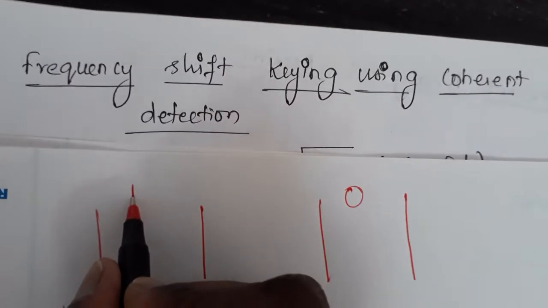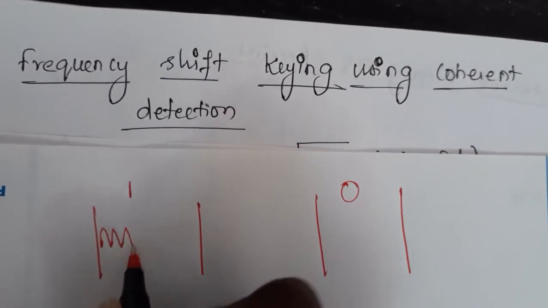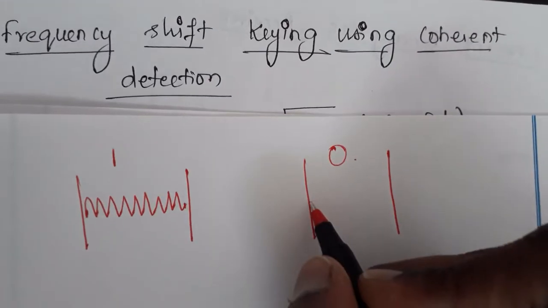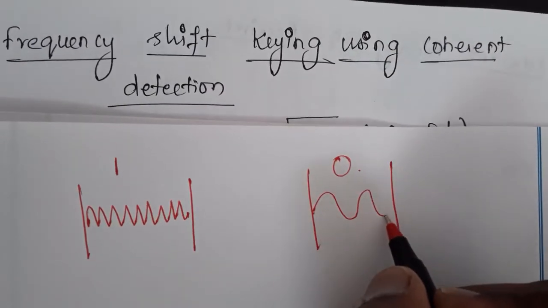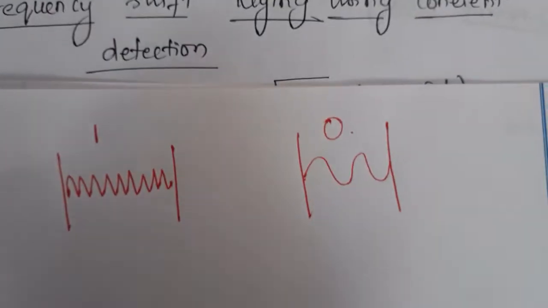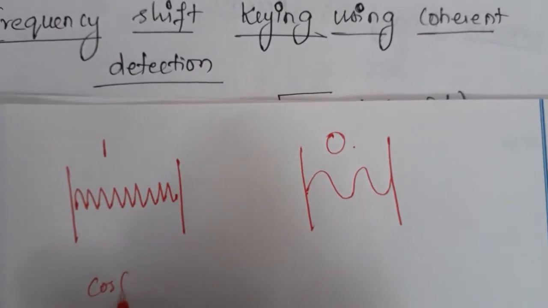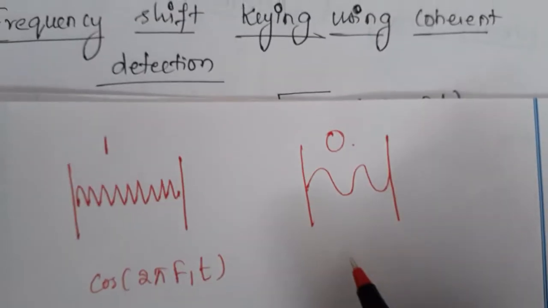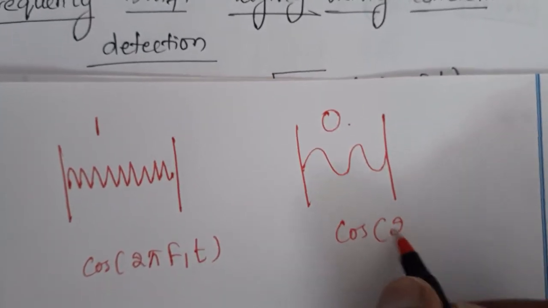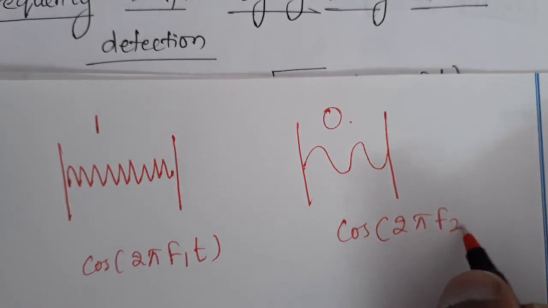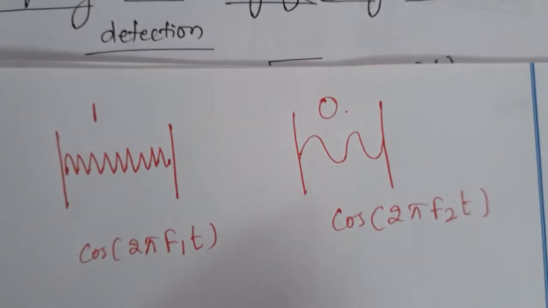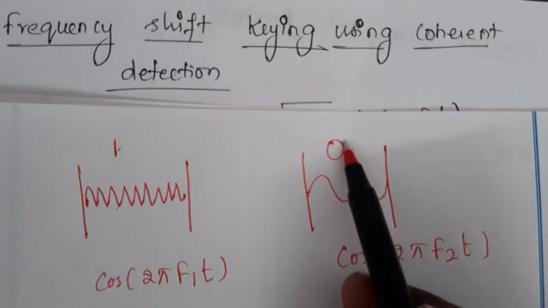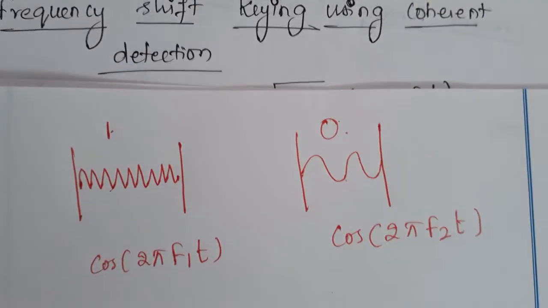When the data is 1, I have to pass a high frequency carrier. When the data is 0, I have to pass a low frequency signal. That is cos 2 pi f1t. Here it is cos 2 pi f2t. Correct? When the data is 1, pass high frequency signal. Data is 0, pass low frequency signals.